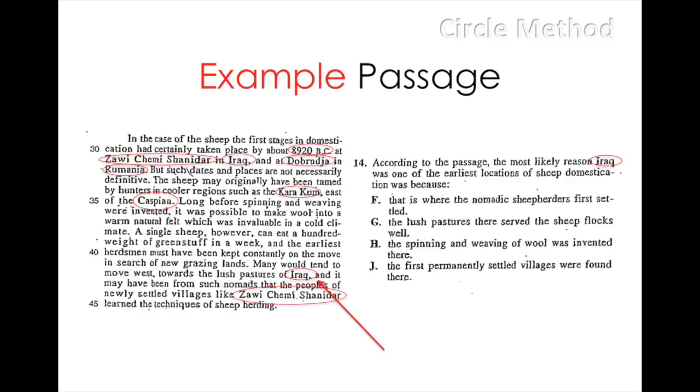The passage describes Iraq as containing lush pastures. Thus, the correct answer is G, which describes Iraq in the same manner. Without this strategy, locating this small detail would take much more time. It would be easy to miss Iraq with all the countries listed throughout the passage.